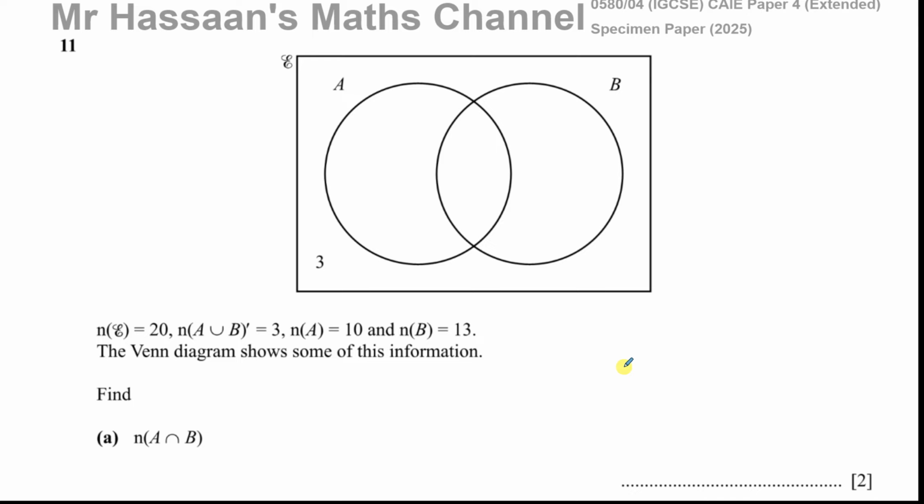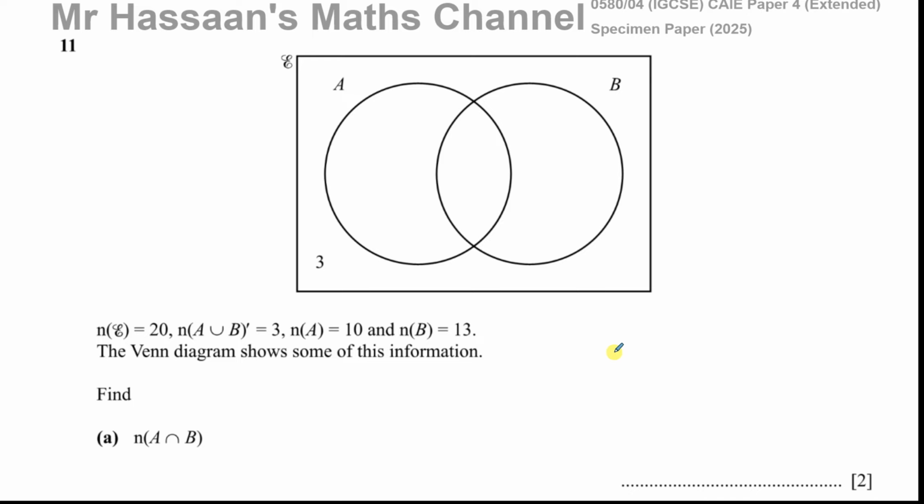I'm now going to answer question number 11 from this IGCSE paper 4, specimen paper 4 for the 2025 syllabus. This specimen paper is for the new syllabus, which changed quite considerably. So this paper 4 now is completely different from the old type of paper 4s.